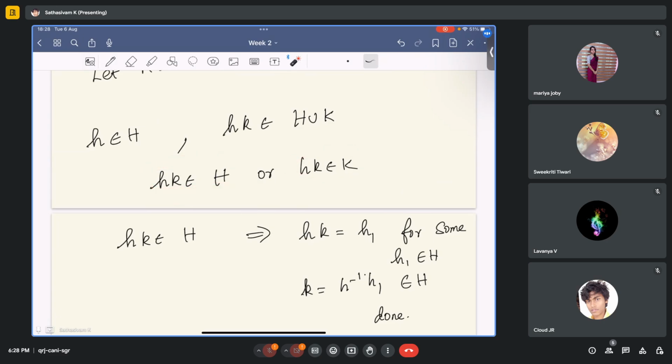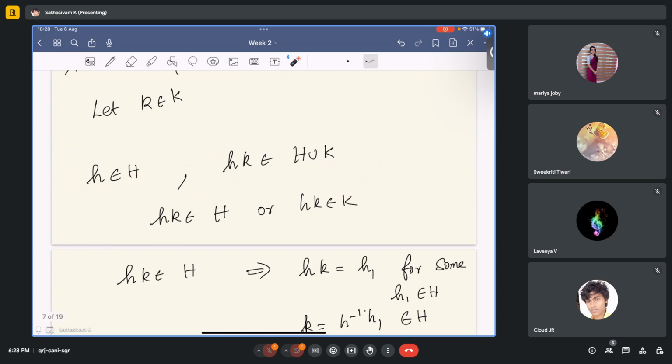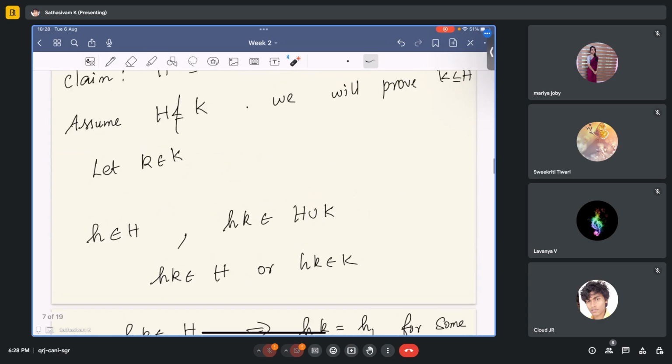It can belong to here also, right? So in that case, you cannot directly choose any H. If you randomly choose an H, it can belong to here also. The HK can belong to K also. So there is a very small trick you have to see. So I will write the trick.